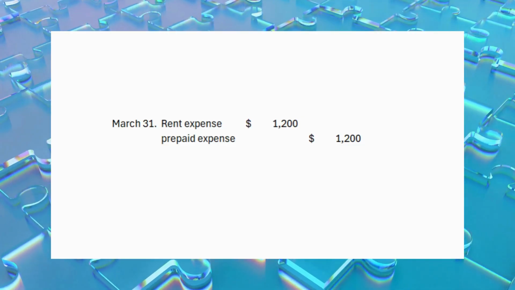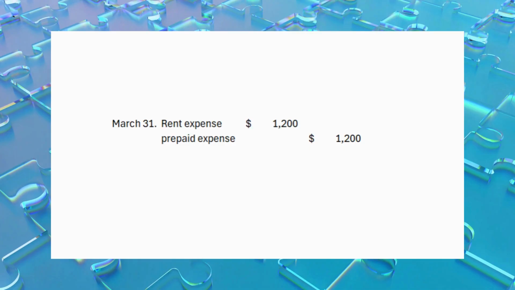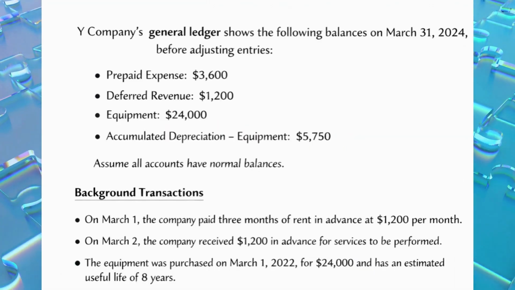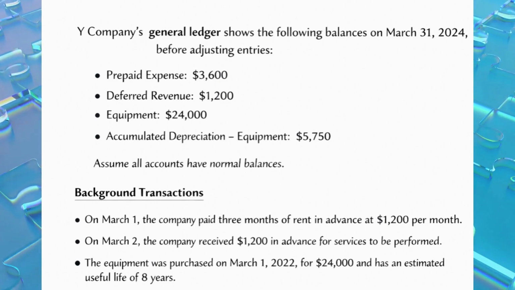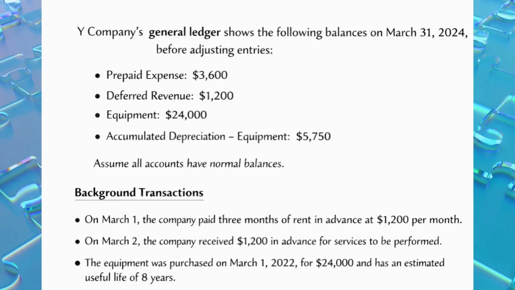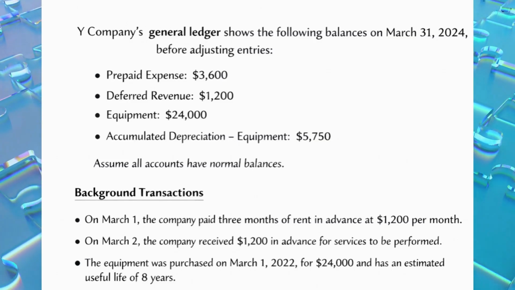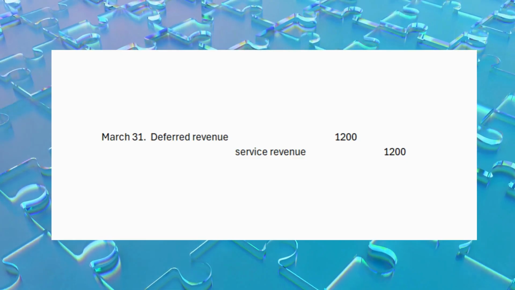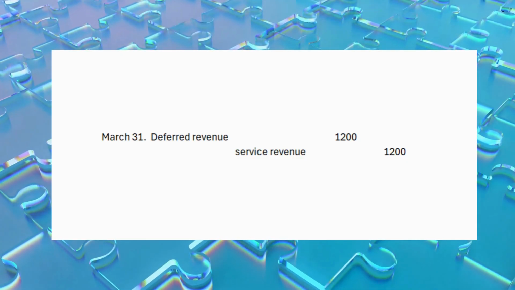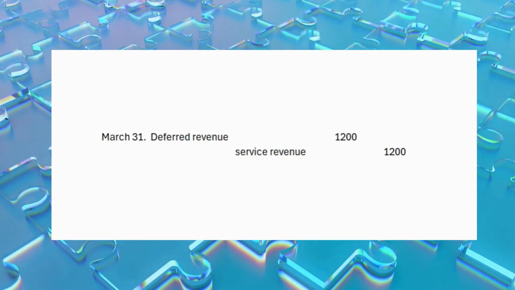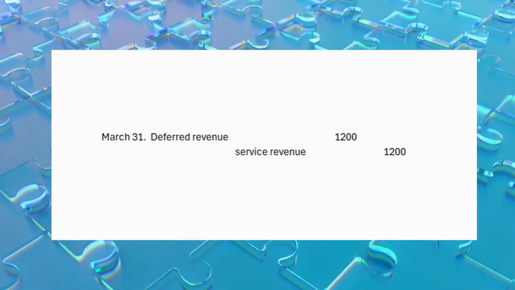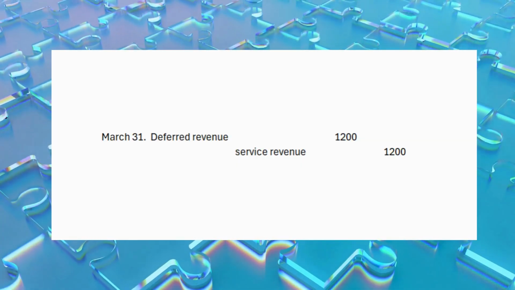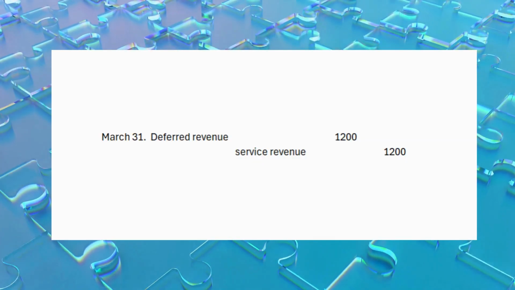Let's see how we prepare adjusting entry for deferred revenue. Deferred revenue represents services that have not yet been provided, even though cash was received in advance. Since Y Company has now performed the service, the revenue must be recognized. Adjusting entry. Debit deferred revenue $1,200. Credit service revenue $1,200. This reduces the liability and increases revenue.